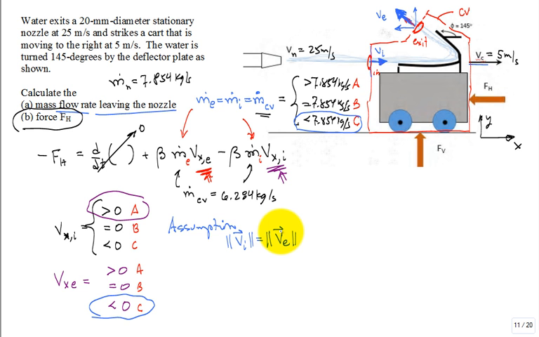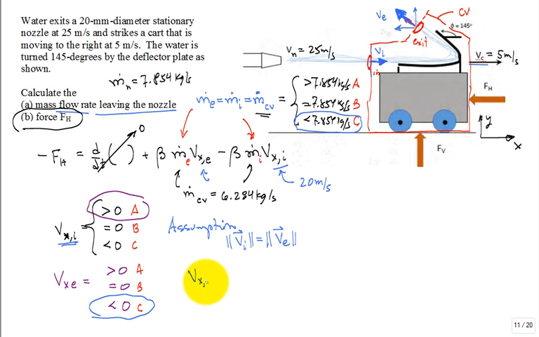Now, what is the velocity on the inlet? Vx inlet, we said it was 25 minus 5. It's 20, true? So right here, this quantity is 20 meters per second. But now I can quantitatively evaluate this quantity. What is the x component of the velocity on the exit?